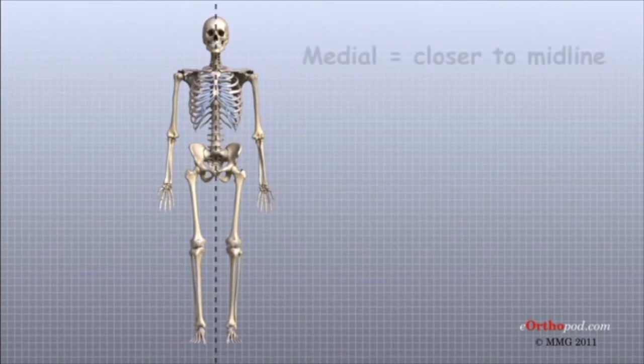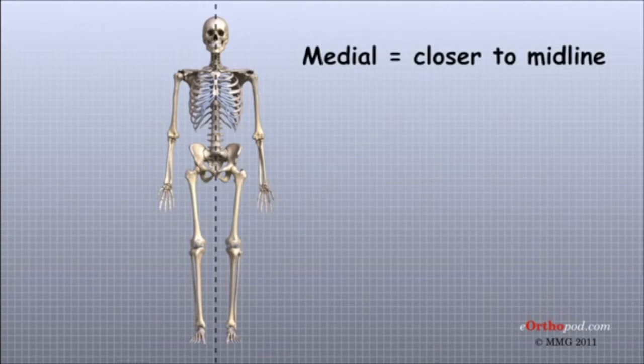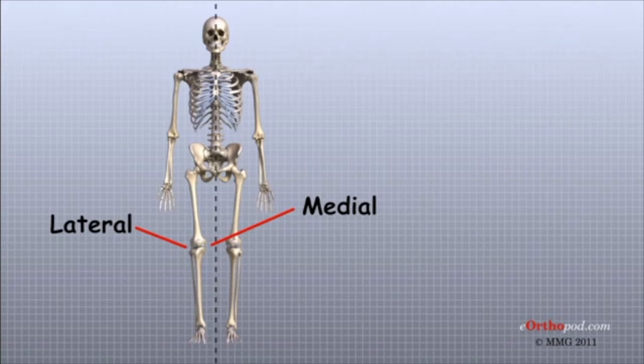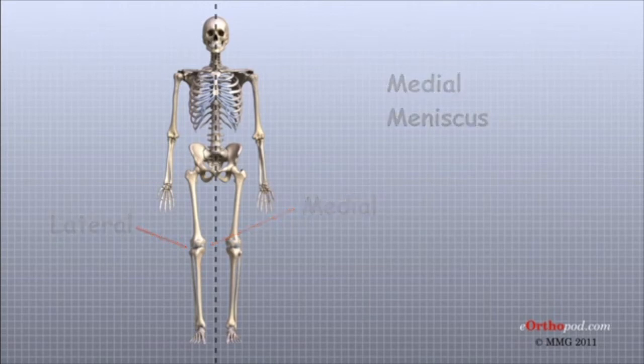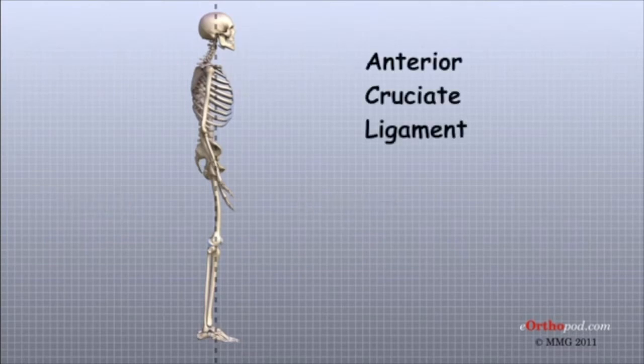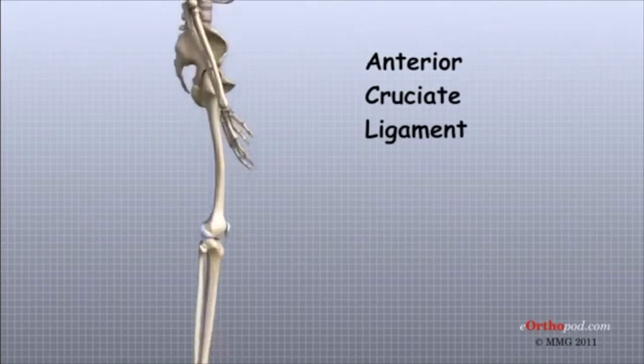For example, medial means closer to the midline, so the medial side of the knee is the side that is closest to the other knee. The lateral side of the knee is the side that is away from the other knee. Structures on the medial side usually have medial as part of their name, such as the medial meniscus. The term anterior refers to the front of the knee, while the term posterior refers to the back of the knee. So the anterior cruciate ligament is in front of the posterior cruciate ligament.